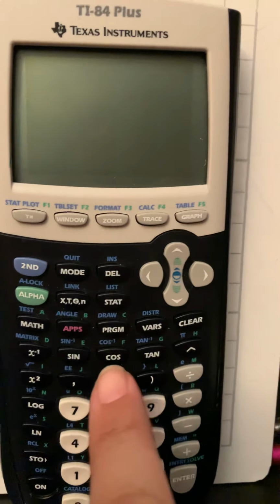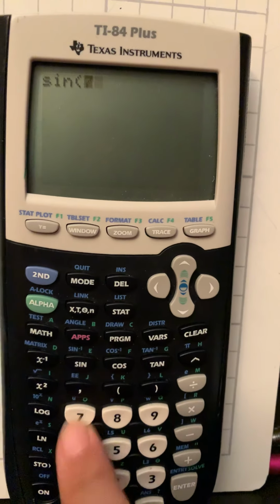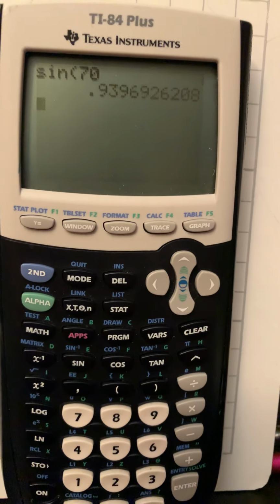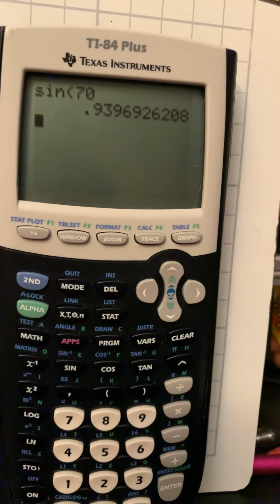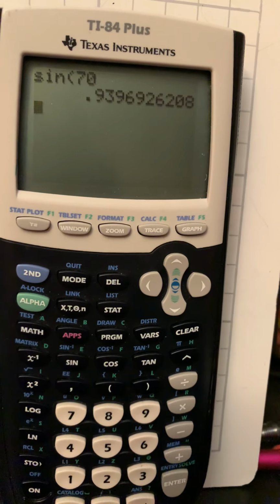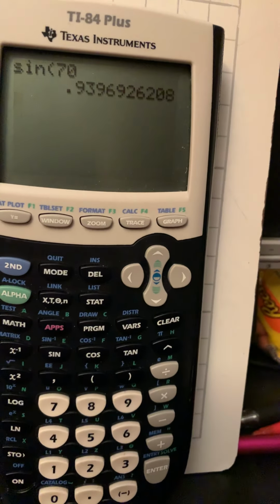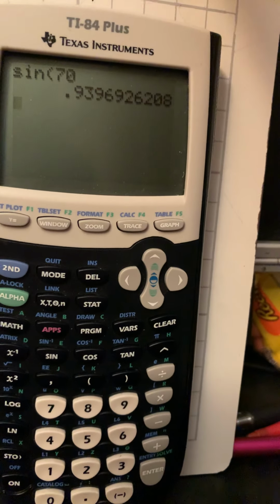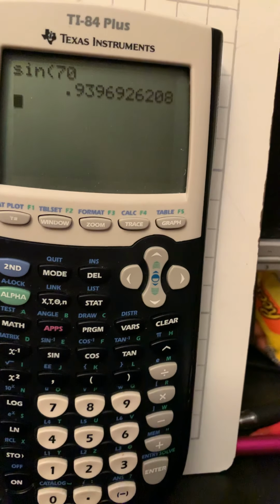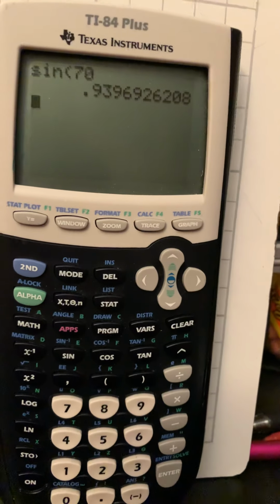So now you just type in sine 70. Enter. And you should get 0.9396 or 0.9397. Make sure you round that up. Okay?